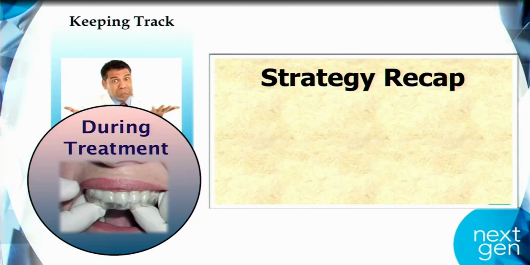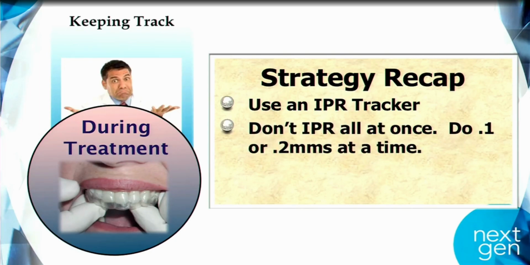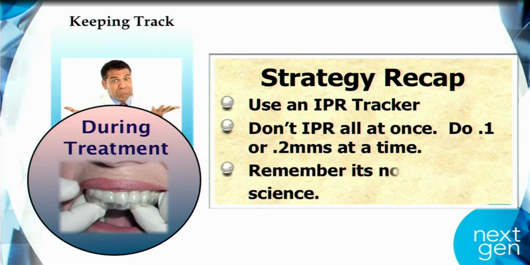So this is during treatment again. This is not during the ClinCheck editing. Here's the strategy recap. Use an IPR tracker to keep track of it, so you know how much you're supposed to do at the beginning and how much you've done. And then don't do all the IPR at once. Do 1 or 2 tenths of a millimeter at a time. And remember, it's not an exact science.